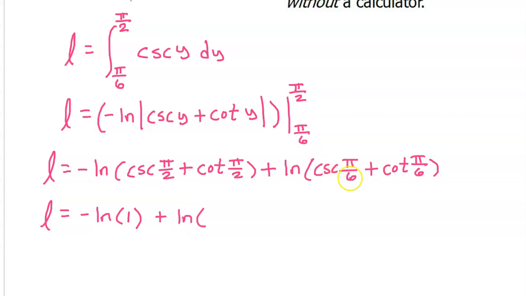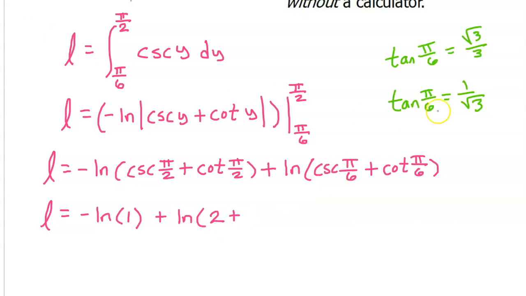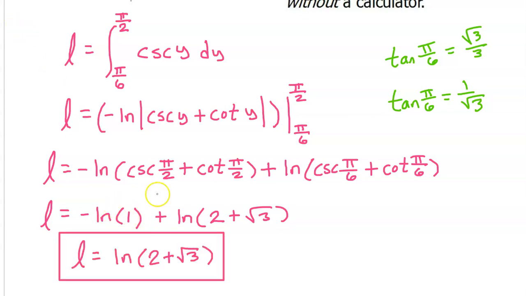The sine of pi over 6 is 1/2. The cosecant will be the reciprocal, so 2. The tangent of pi over 6 can be expressed as radical 3 over 3, or 1 over radical 3. So I'm going to think of it this way, so I can do the cotangent, which is the reciprocal, which is radical 3. The natural log of 1 is 0, so this term is going to disappear. That's as far as we can go, so the arc length is natural log 2 plus radical 3.